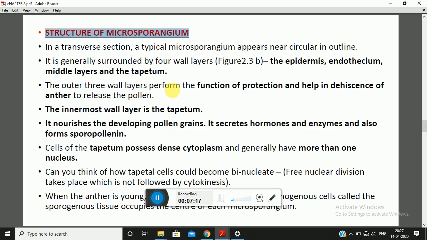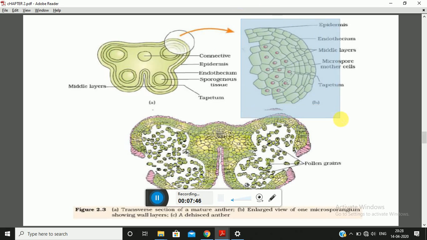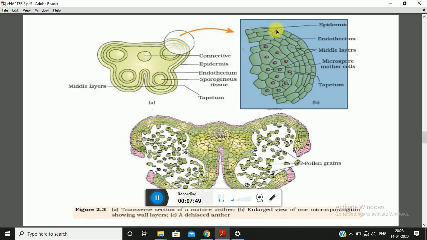Now we have to understand the structure of the microsporangia. That is, what is the exact structure of the microsporangia. Now, if you see the transverse section, each microsporangium is circular in outline. So if you see the diagram A, you can see that the microsporangium is circular in nature. The structure B is an enlarged view of a microsporangium where you can see a circular outline.